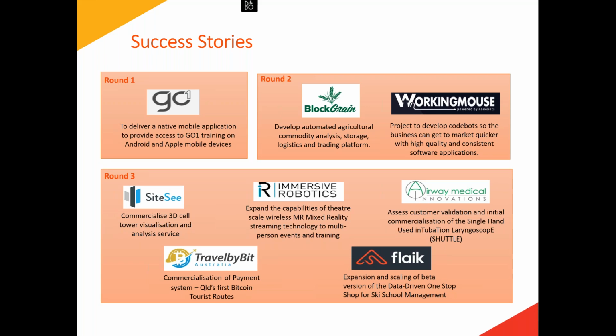So Go1 are a company from Springwood down in Logan who are traditionally involved in corporate training programs, and they have funding to deliver a mobile application for both Apple and Android applications online for corporate users, for multi-users. Blockgrain are using blockchain platform to open up the grain trading market, commodity market, to grain growers through to end producers of products such as cereal products, etc.